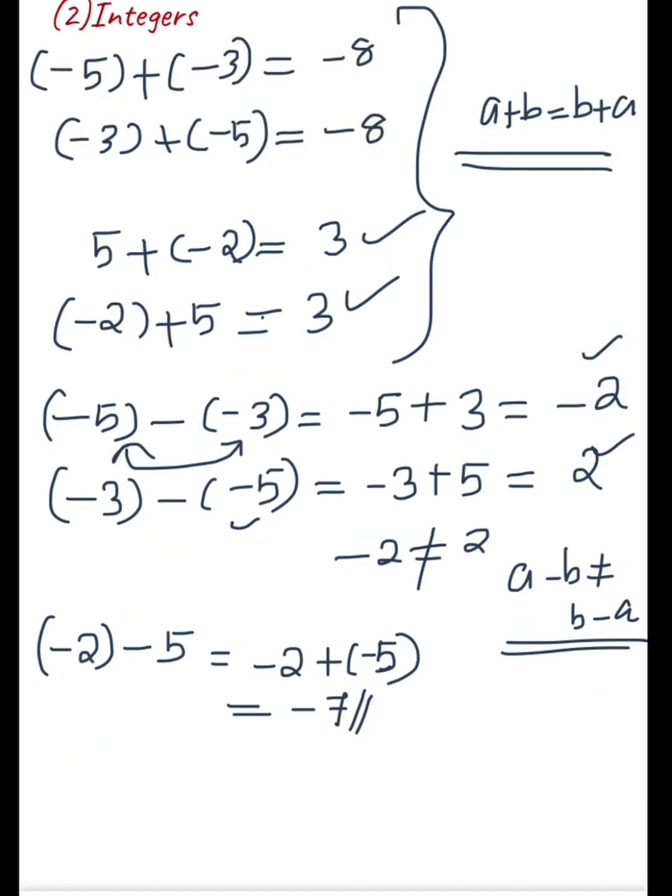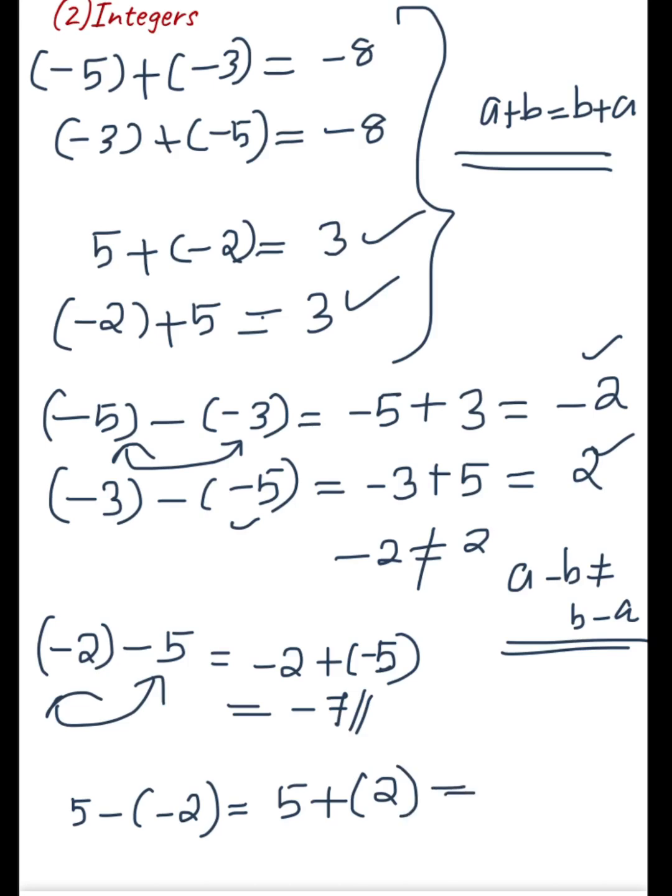Now let's change the order. That is 5 minus minus 2. Okay. So 5 plus, what is the additive inverse of minus 2? It's plus 2. So what is 5 plus 2? It's 7. So in the first case you got minus 7 and in the second case you got 7. So minus 7 is not equal to 7.